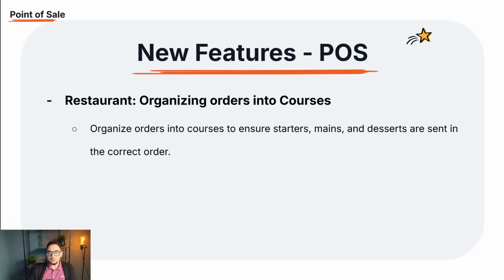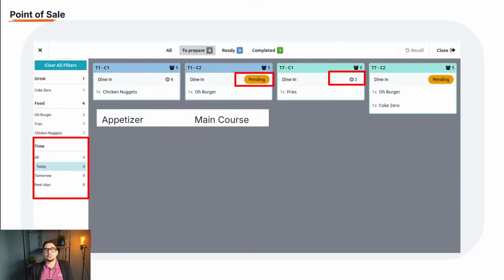Another new feature in the POS is that we can now organize orders into courses to ensure that starters, mains and desserts are sent in the correct order. So this is what it looks like. In the back end, we have a kitchen display. This is what the chef is going to see while he's preparing the order. As we can see here, table 1 has a dine-in order. The first item is chicken nuggets, and that's an appetizer. We're working on that right now, and the main course will be pending until we finish this appetizer. So we have an appetizer and a main course. Once we're done with this, we can get started with the O burger, which is our main course.